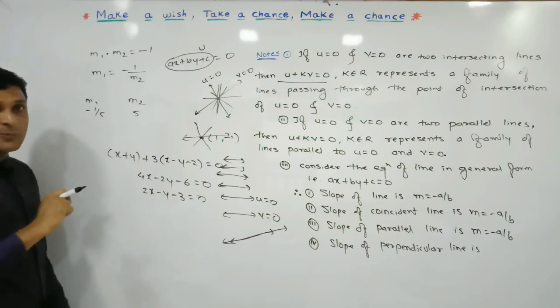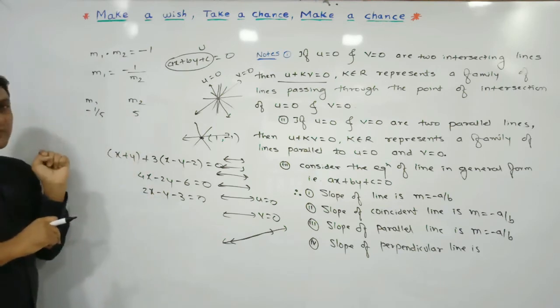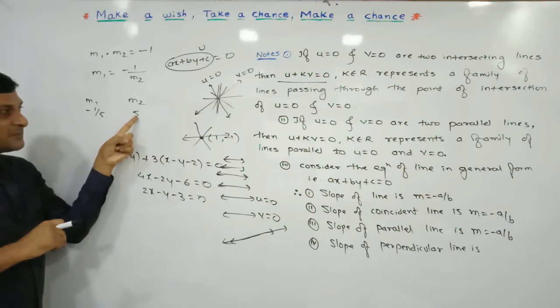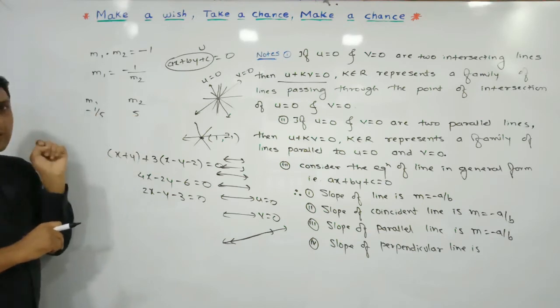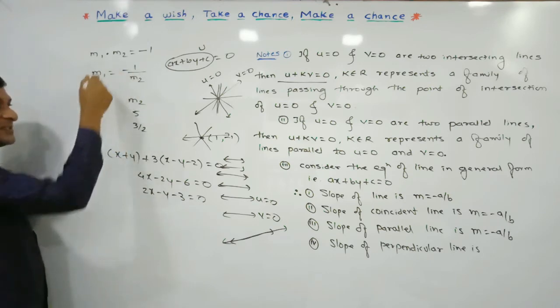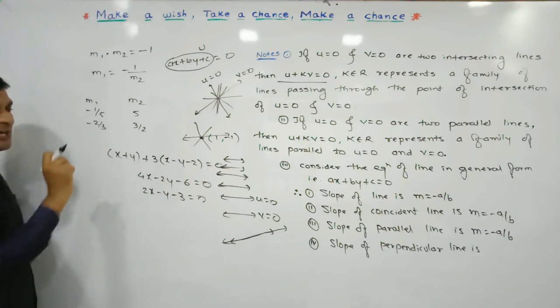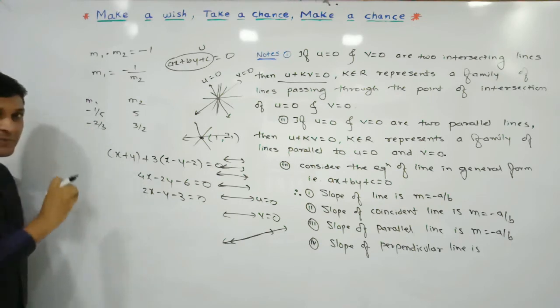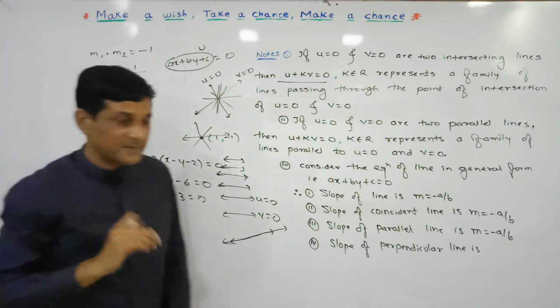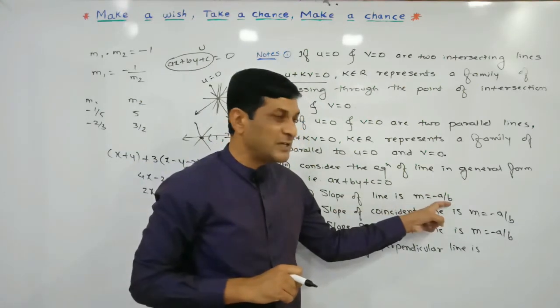Means what we are observing here, if the slope of one line is given to us, to find the slope of its perpendicular line, take the reciprocal of this number and multiply by what? Minus. If the slope of this line is 3 by 2, then using this result here we will get minus 2 by 3. Just simply take its reciprocal and multiply by minus to find the slope of its perpendicular line. Getting it? So what is the slope of this line, ax plus by plus c is equal to 0, is what?